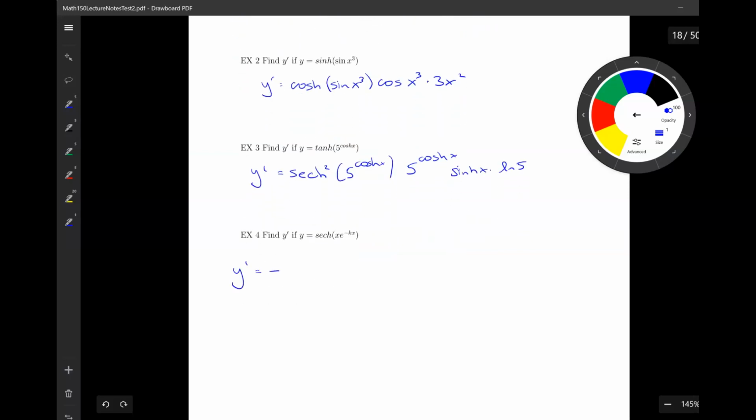All right, one last one. This one is negative hyperbolic secant, hyperbolic tangent. Whoops, meant to write that. And then I'm going to write this angle that I'm carrying along. Now I'm going to multiply by the derivative of the angle, and of course I see product rule: first d second plus second d first. Whew!